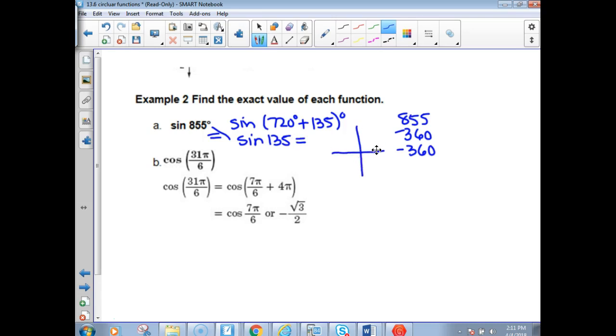All right, where's 135? Quadrant 2 with the reference of 45 degrees. Okay, so if this is 1, this would be 1, this would be the square root of 2. You probably already have that one memorized. It's the square root of 2 over 2 once you rationalize it. And the sign is positive in quadrant 2. So it's the square root of 2 over 2. So the sine of 855 degrees is equal to the square root of 2 over 2.